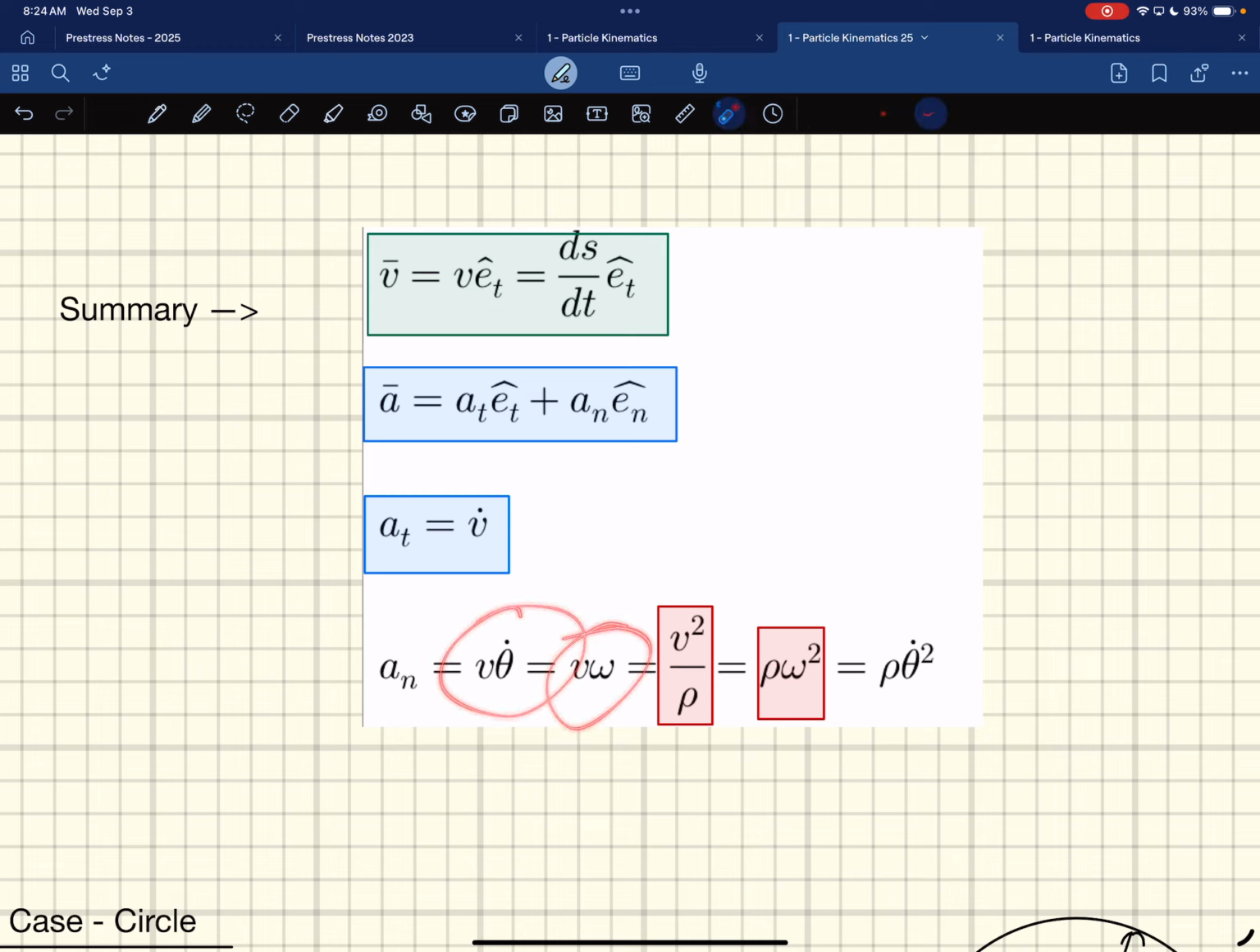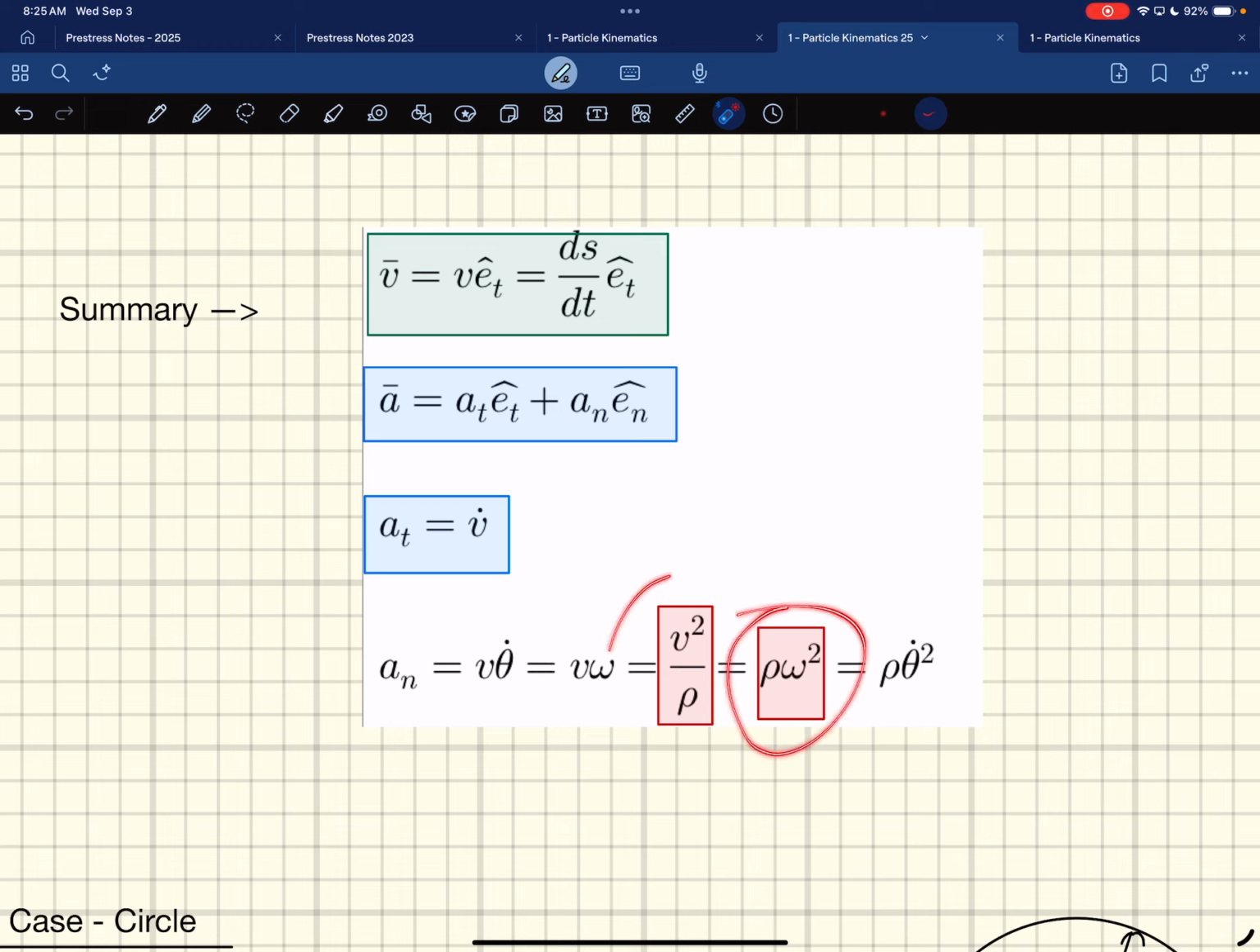You'll see when we do a problem, sometimes you know what the velocity is, and sometimes you know what omega is, and you can always relate the two. Velocity is just going to be rho times omega. But usually you'll go through the whole problem knowing what velocity is, or knowing what omega is, and you just want to keep it like this. Either rho omega squared or v squared over rho, and those accelerations will be in the en direction.